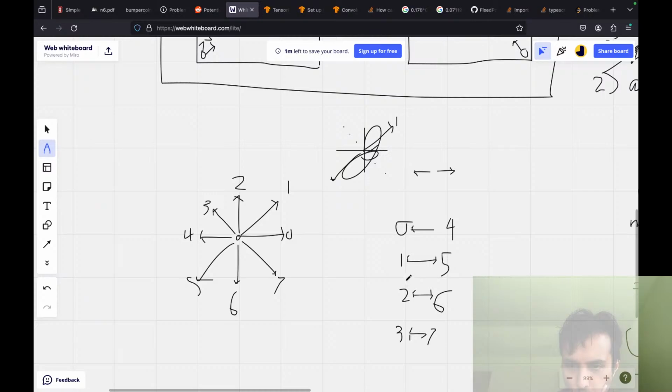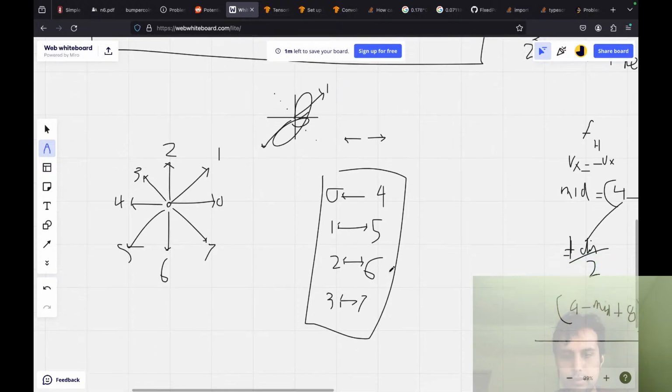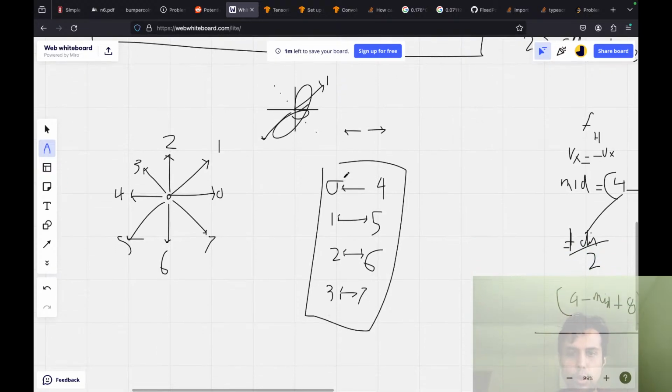It's a lot like 4 minus 2, but then rather than modding by 8, we're modding by, wait, no. Okay, so here's our map. So let's see if this works. Hey, it's 0, 1, 2, 3, 4, 5, 6, 7. That's pretty cool.